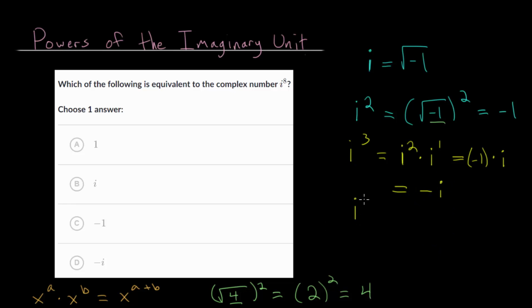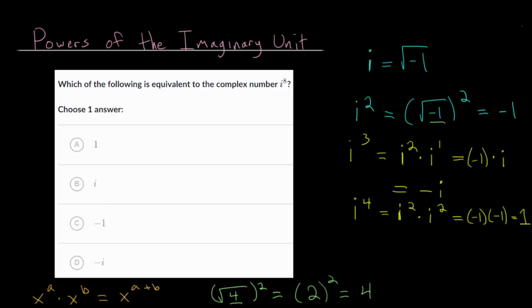Then we'll go to i to the fourth. For i to the fourth, we can use this same idea, except break it into i squared times i squared. We know i squared is just -1, so this is -1 times -1, and -1 times -1 is +1. Now, these four powers of i are the primary powers, and essentially every power after that is going to be one of these four.